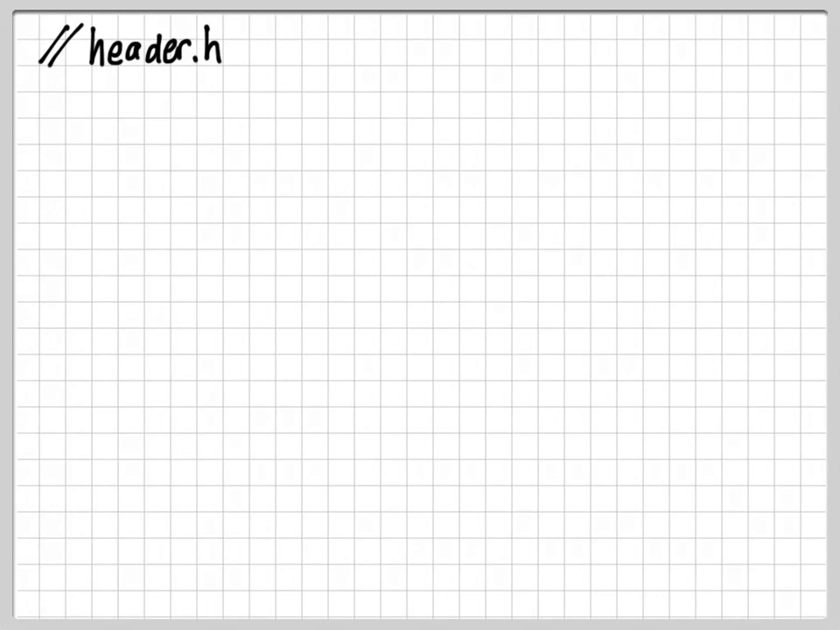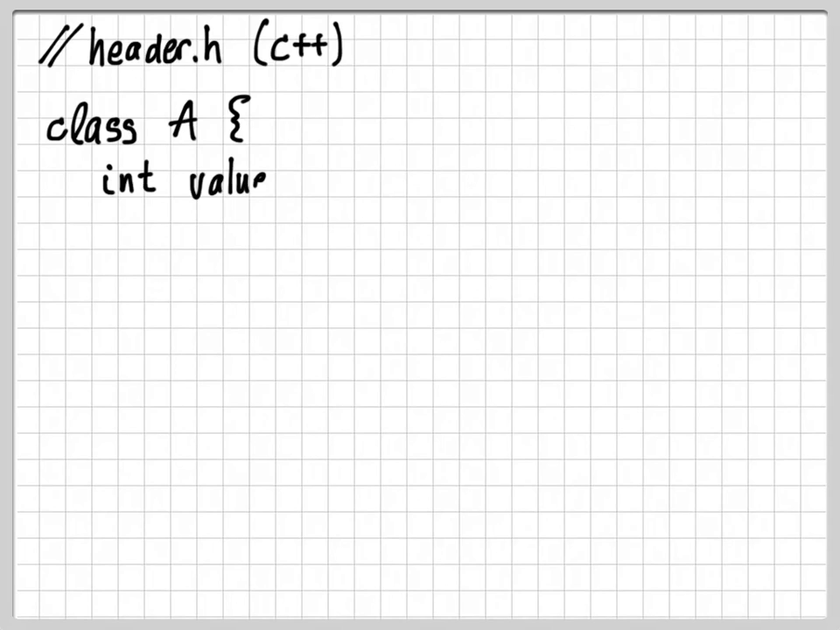Let's look at an example header. This is a header that's actually for a C++ class. So I'm going to call this class A, and class A has a couple of attribute values. So there's some integer called value.